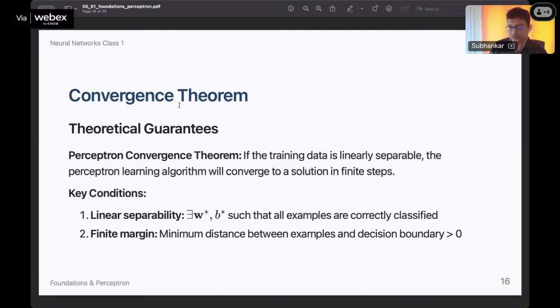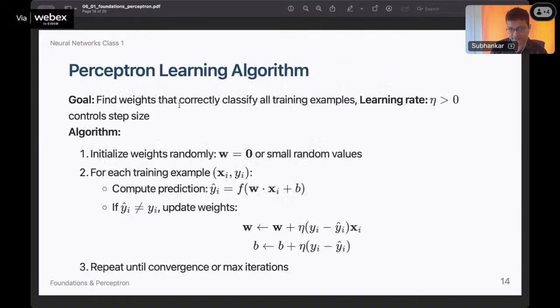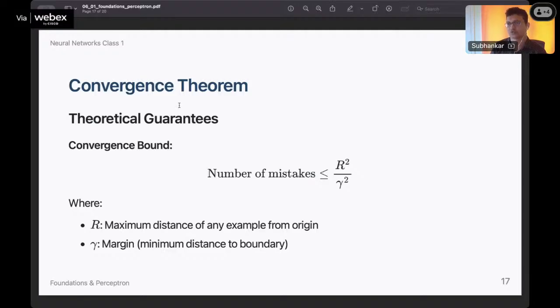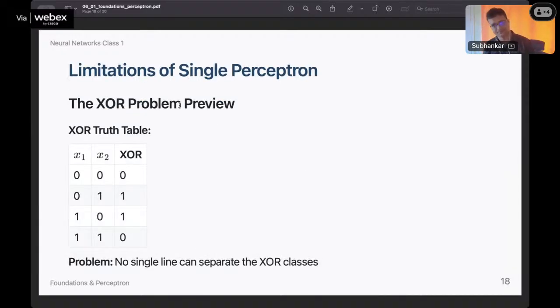And then there was a convergence theorem on the perceptron training algorithm. So I told you that if you train your algorithm through these three steps and your data is linearly separable, you have this convergence. That means it will take at most this many mistakes or this many iterations to converge. And then we landed up with this particular slide. I told you that we'll start from here.